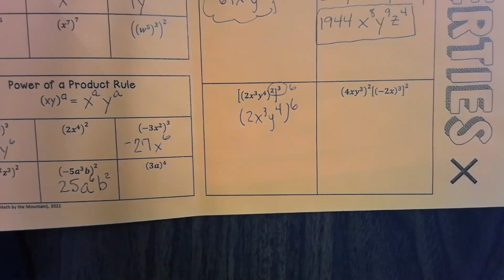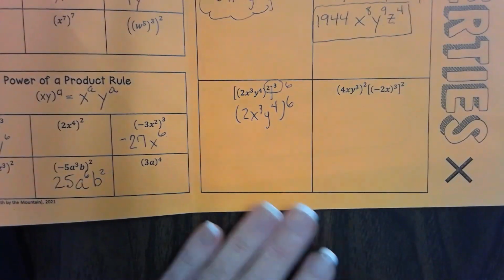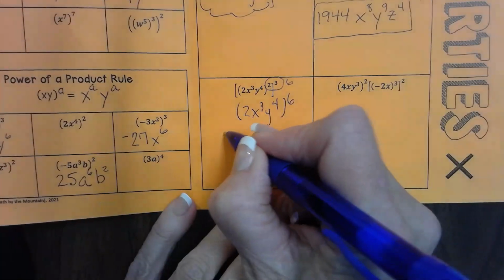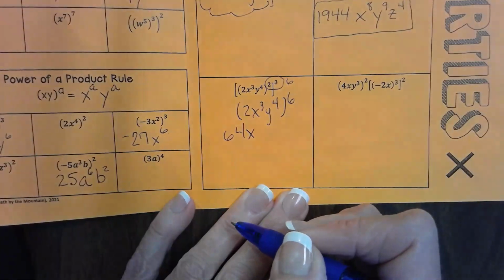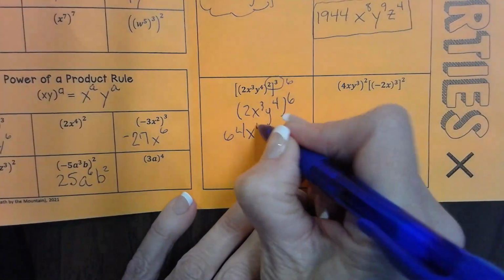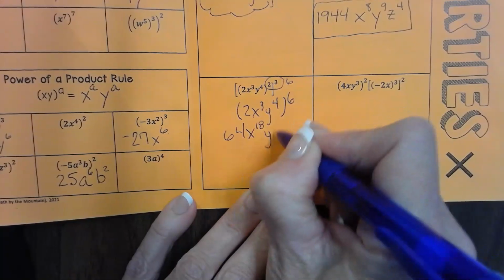Now, we need to raise 2 to the 6th power. What do we get? How much? 64. Okay. And now power on the x? 18. Power on the y? 24. There you go.